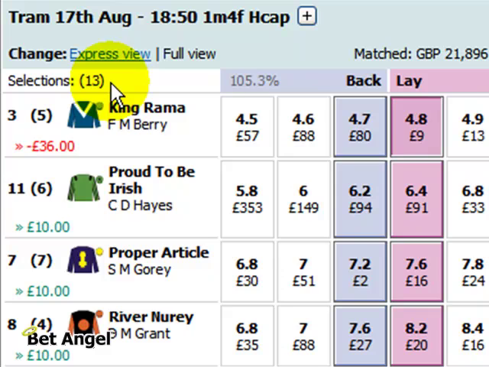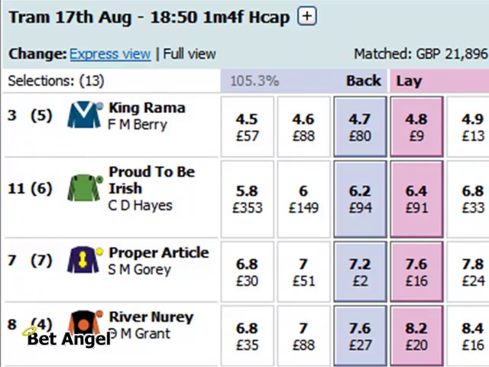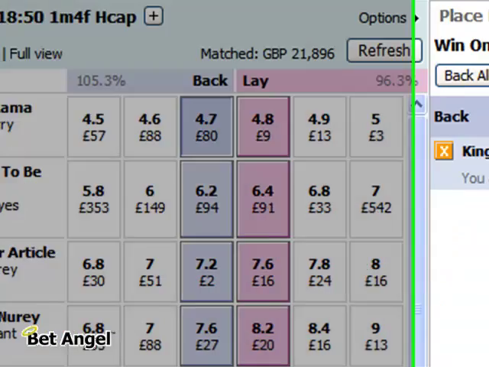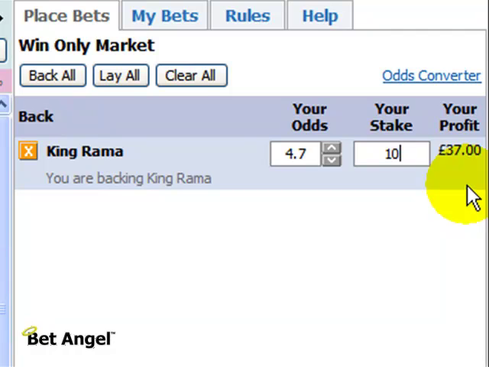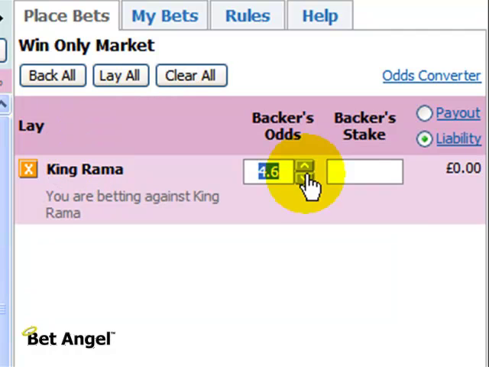You're either accepting risk in the market, let's just repeat this for clarity. If I back him, I will win £37. That 4.7 represents my stake of £10, which represents 1, and the 3.7 is the amount of money that I expect to get back for correctly predicting that King Rama is going to win this event. If I'm laying, then I'm effectively doing the opposite. I'm just taking the other side of the book. So that is backing and laying.